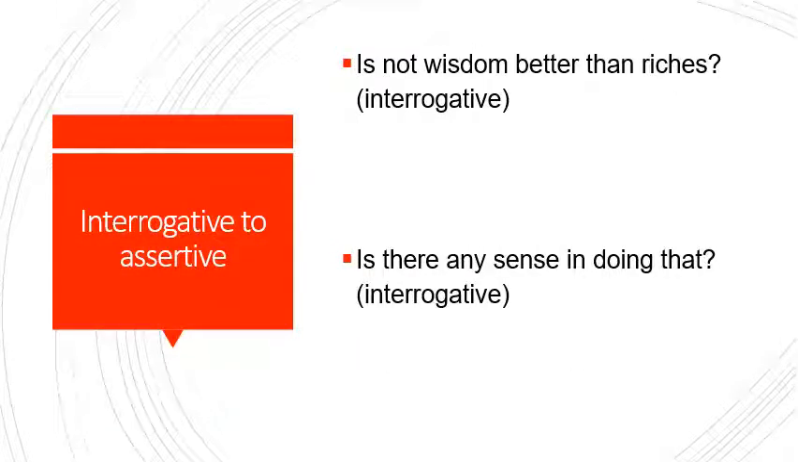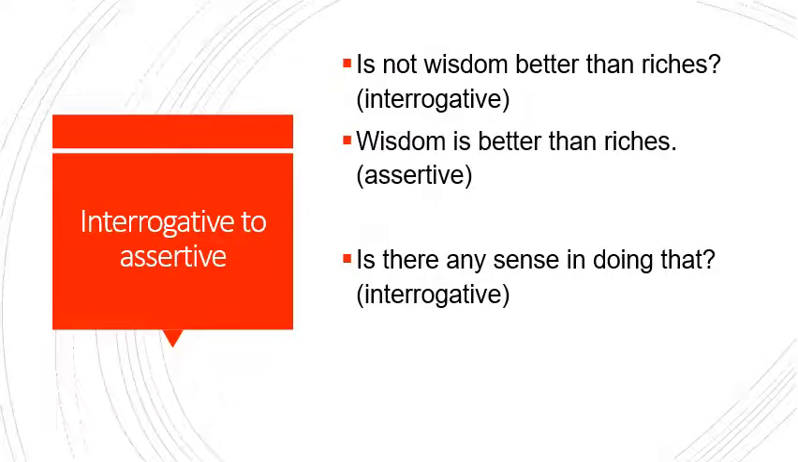Conversion from interrogative to assertive. Interrogative sentence എന്ന് പറഞ്ഞാൽ question ആണ്. Question എങ്ങനെ statement ആക്കാം. Assertive sentence is also known as declarative sentence. Is not wisdom better than riches? That's a question. അതിനെ എങ്ങനെ statement ആക്കും? Wisdom is better than riches.